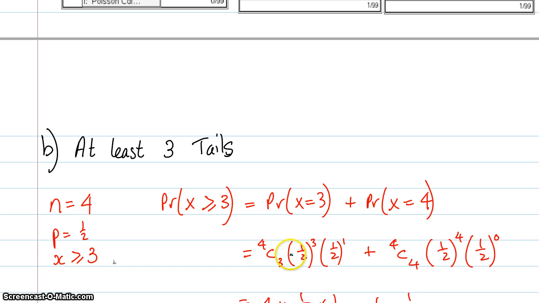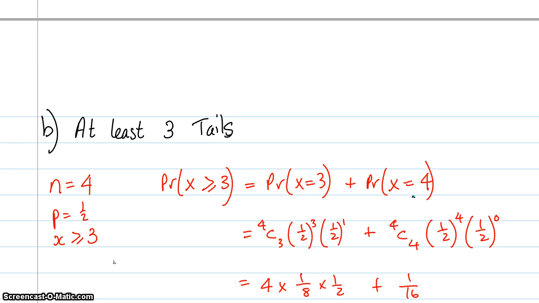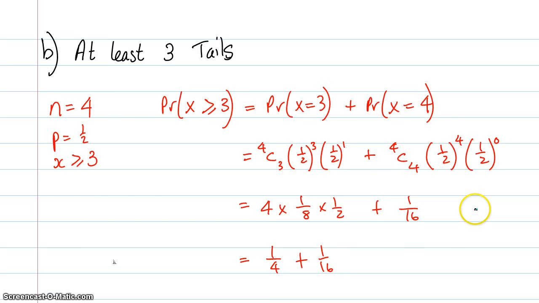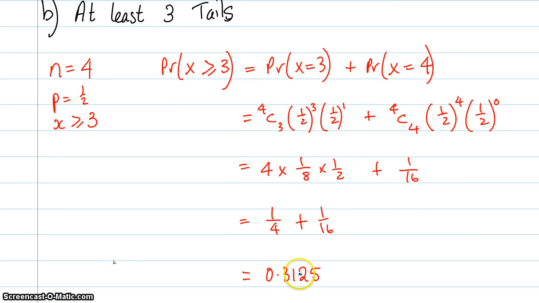I'm not going to go through how to get all of these, I'll just show you what they are. But I would assume that you know how to get 4c3 and 4c4, and you know how to do a half to the power of 3, all those sorts of things. So I end up getting 4 times an eighth times a half plus 1 on 16, and I end up getting 0.3125, or if you wanted to, you could get the fraction equivalent of that as well. I assume that you can do that.